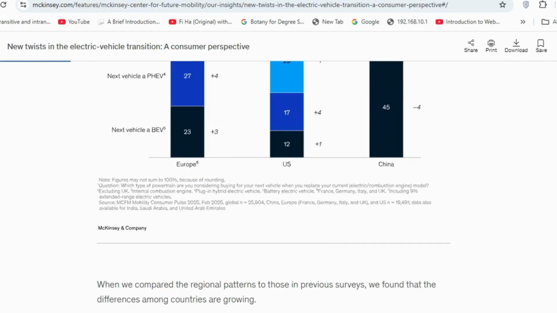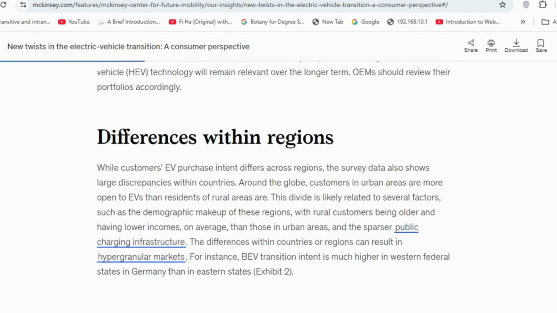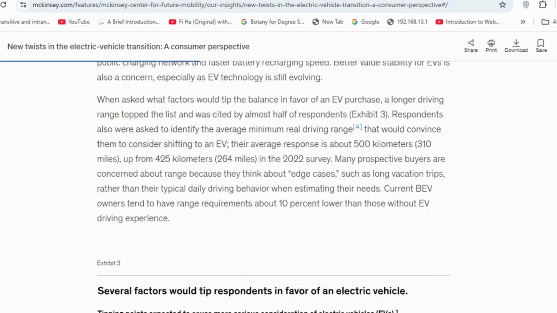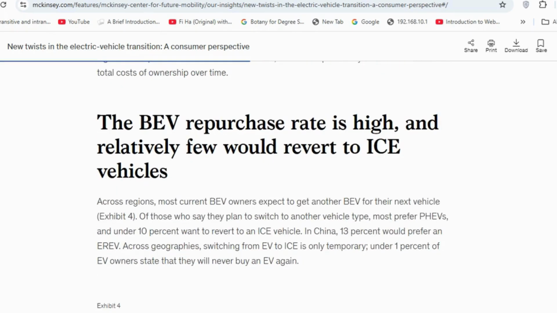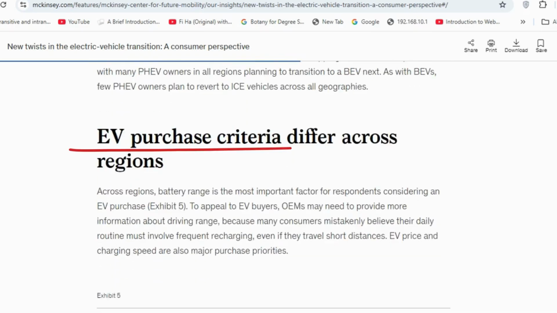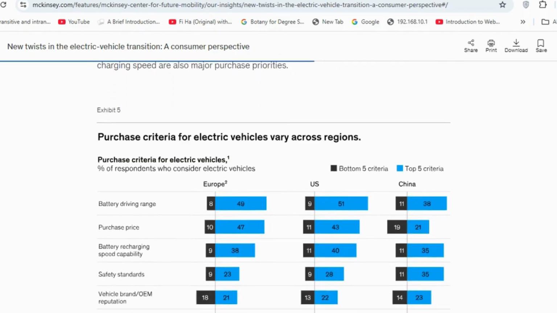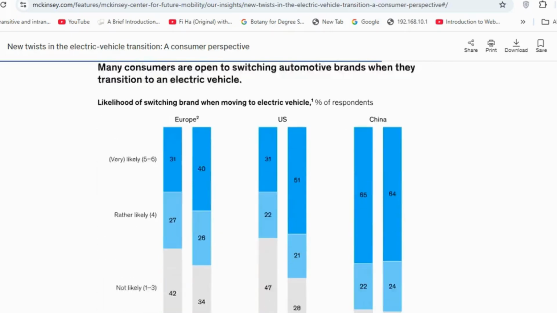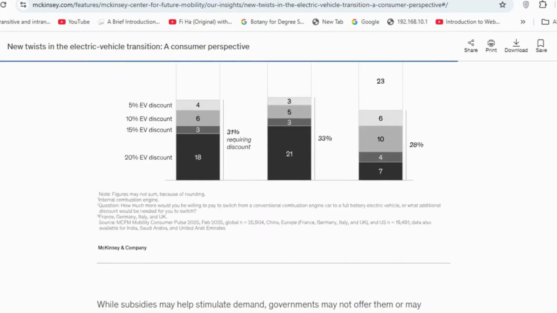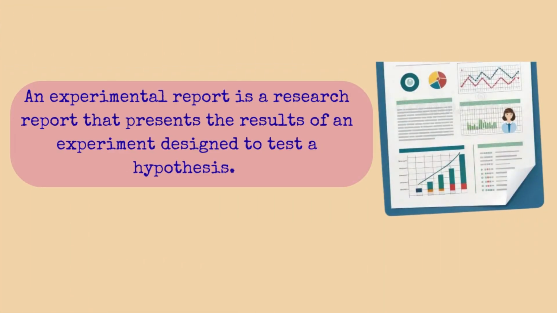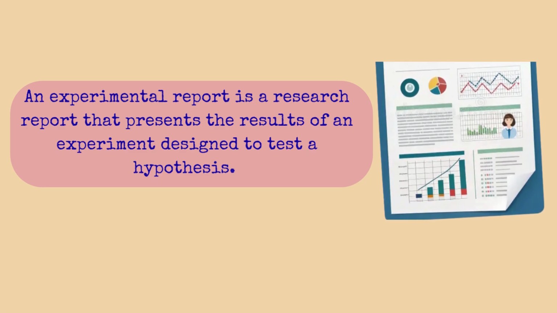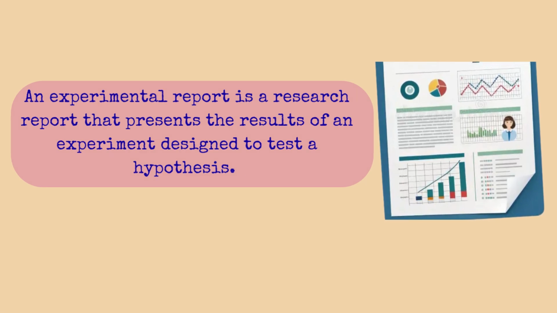It examines why sales are increasing rapidly in Europe but slower in the United States. The report looks at government policies, the number of charging stations, and consumer preferences. By combining data and reasoning, the report explains the underlying causes of the trend and provides recommendations for businesses and policymakers. An experimental report is a research report that presents the results of an experiment designed to test a hypothesis.